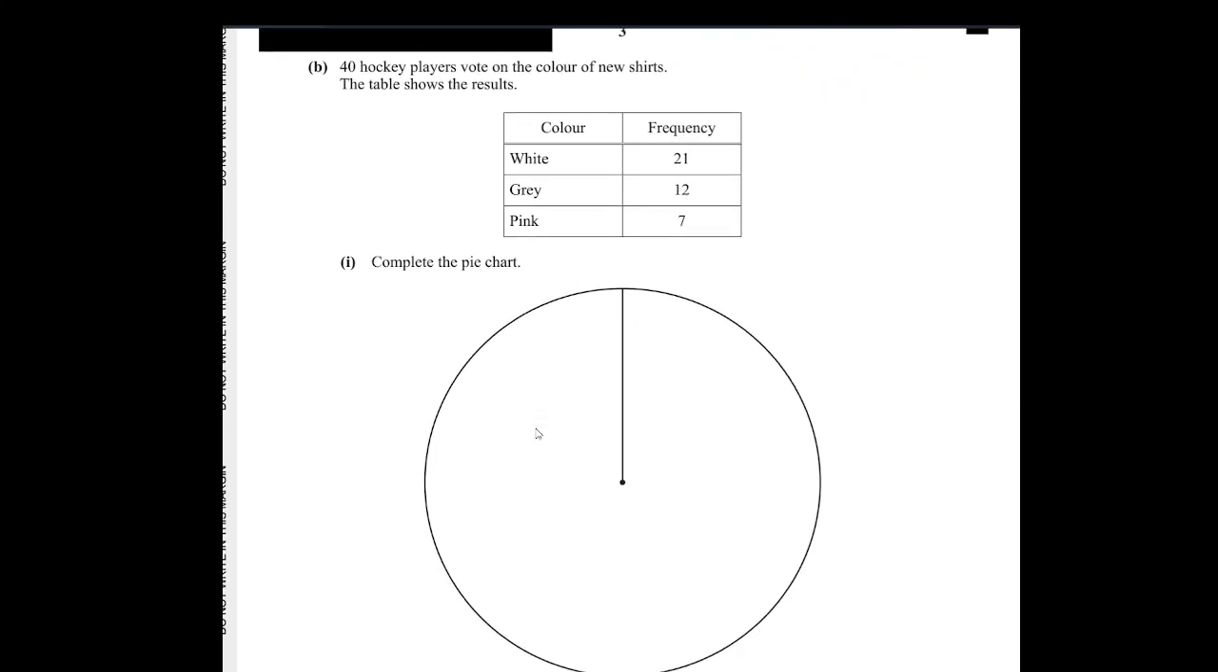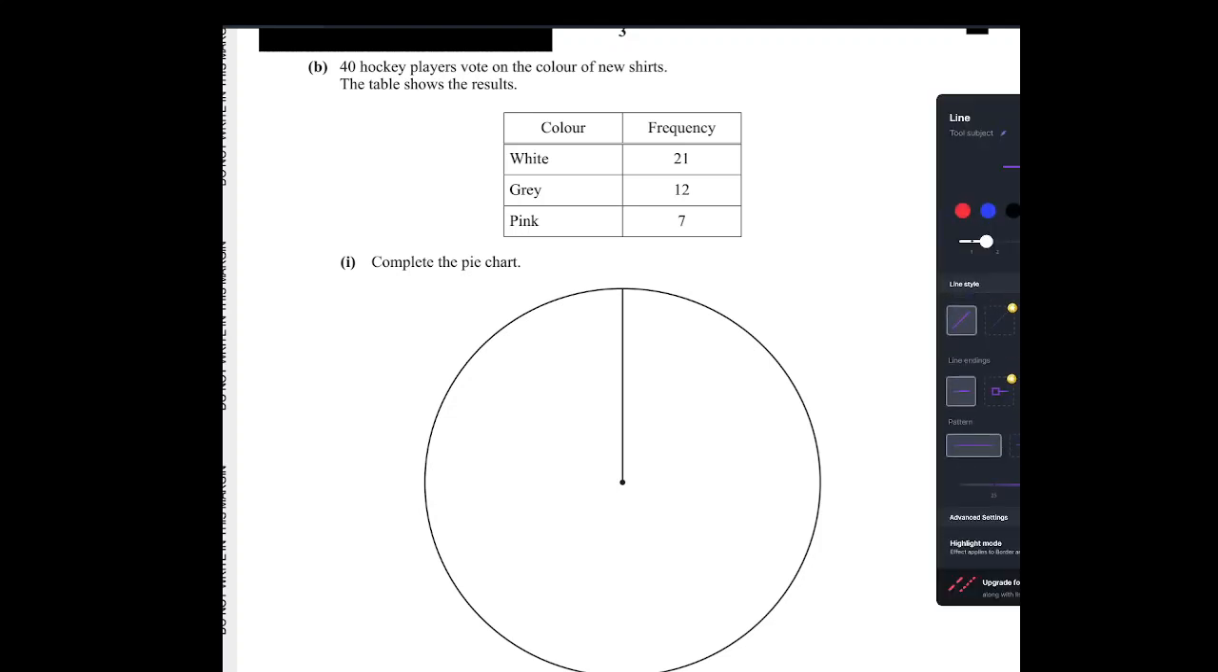Now B. 40 hockey players vote on the color of new shirts. The table shows the result. Complete the pie chart. So this is the table given. 40 hockey players are there. Now they are voting for the colors white, grey and pink, and the frequencies are 21, 12 and 7. We need to complete the pie chart. To complete the pie chart, we need the sector angle.